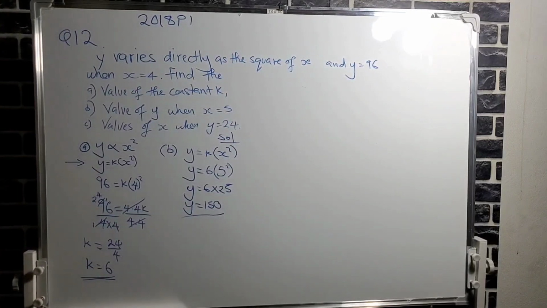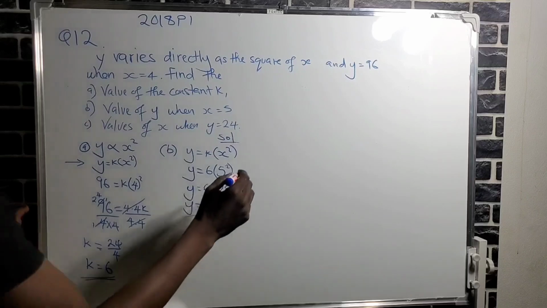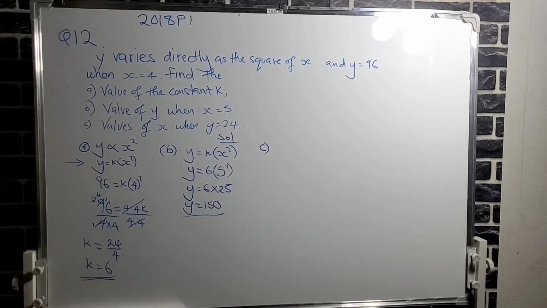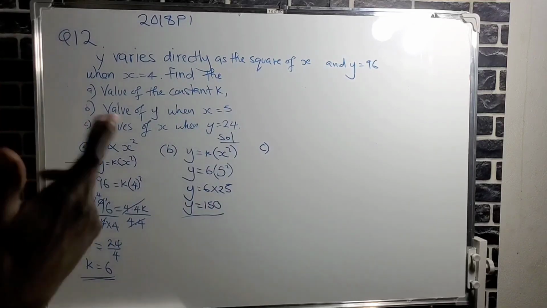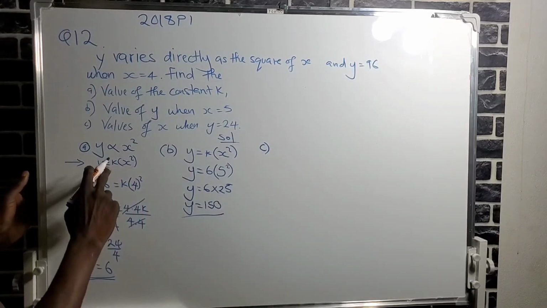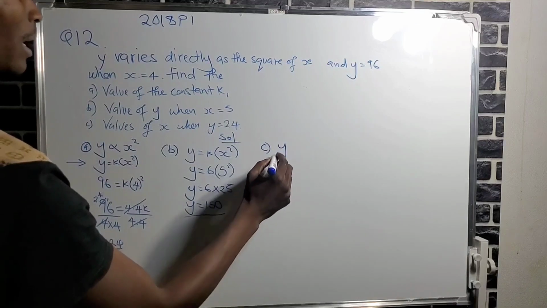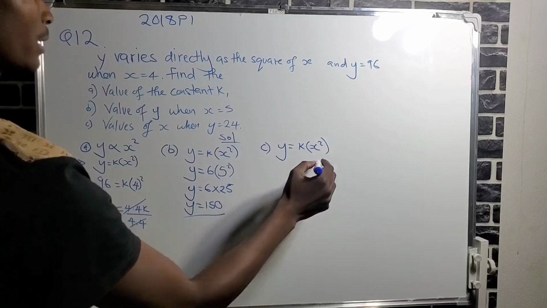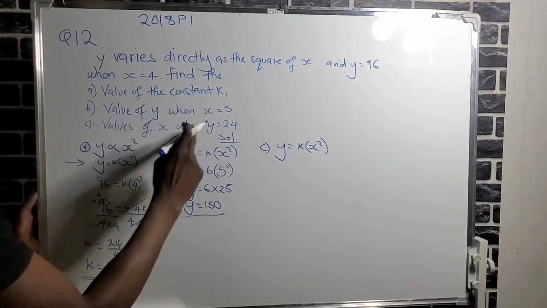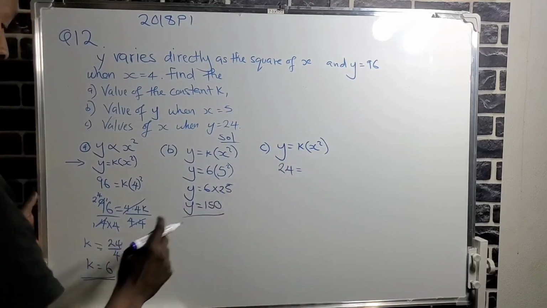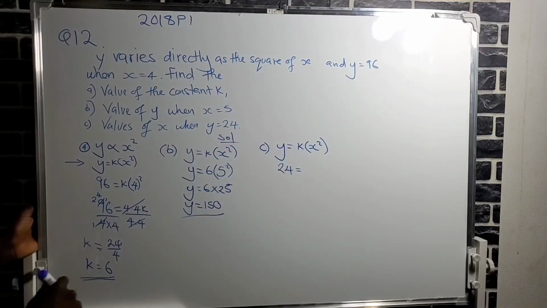The third and last question, which is C, we were asked to find the values, not only one value, but more than one, of x when y is 24. Remember the formula is just this one. y is equal to k x squared. The value of y here is 24. The value of k is 6.